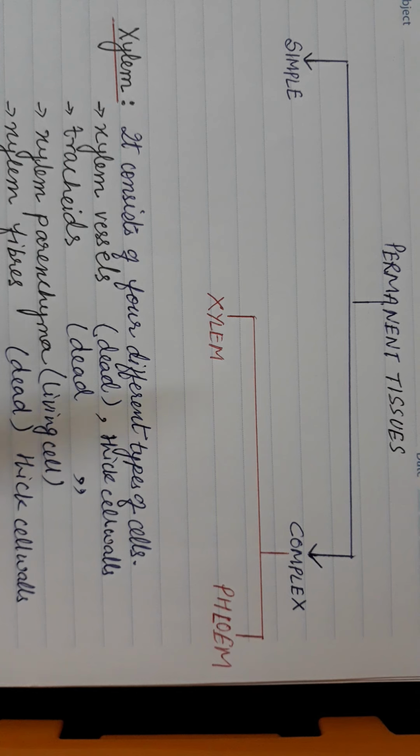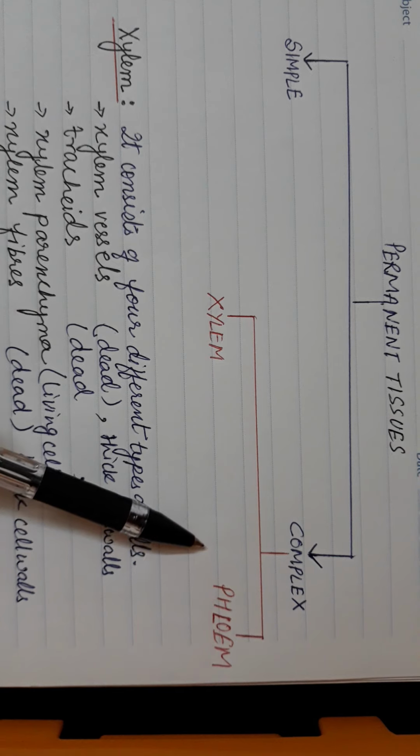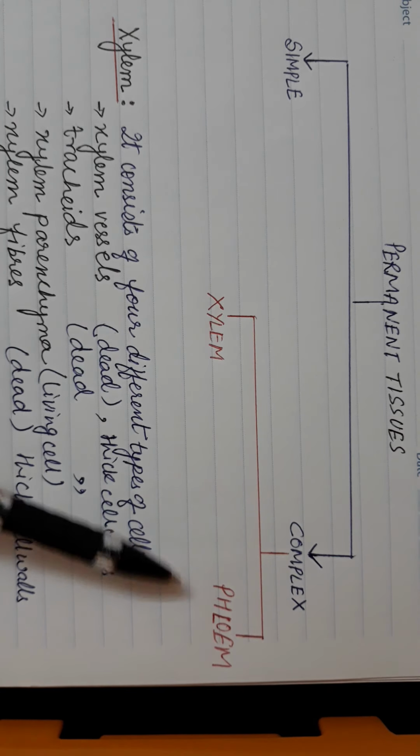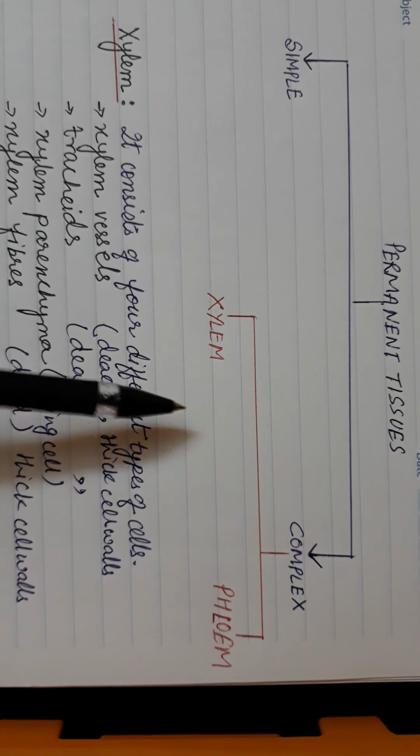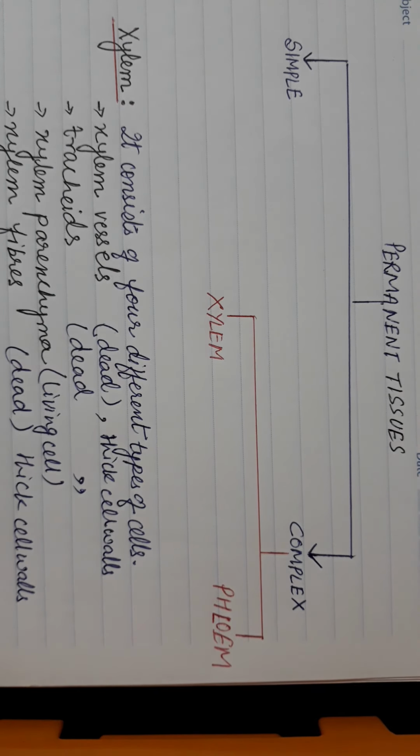Now the complex tissues consist of different types of cells which work together as a unit. That's why it is called complex. It means in this we will get to see different types of cells but working together. Okay, so we begin with xylem.